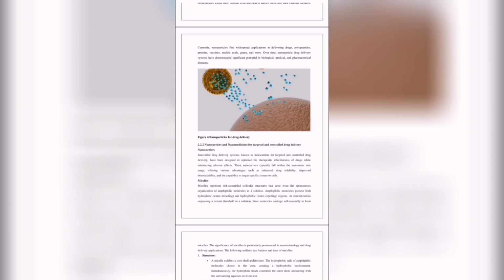Micelles. Micelles are nanocarriers basically. Micelles represent self-assembled colloidal structures that arise from the spontaneous organization of amphiphilic molecules in a solution. Amphiphilic molecules possess both hydrophilic, meaning water loving, water attracting, and hydrophobic, meaning water repelling, regions. At concentrations surpassing a certain threshold in a solution, meaning above a certain concentration, these molecules undergo self-assembly to form micelles. From this process, micelle forms.